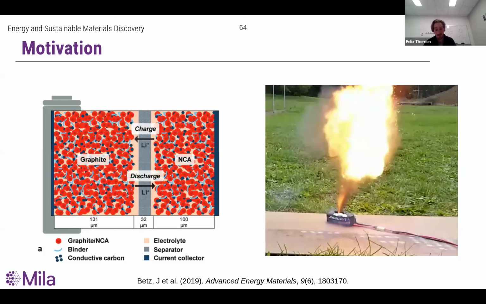So the motivation for this one is to work on the next generation of battery materials. Current batteries use lithium-ion technology, which is well known. They're very good batteries, obviously, and they're used everywhere. But they have some limitations: they can catch fire because the electrolyte can burn, and they have good energy density, but we want to get to even higher energy densities.